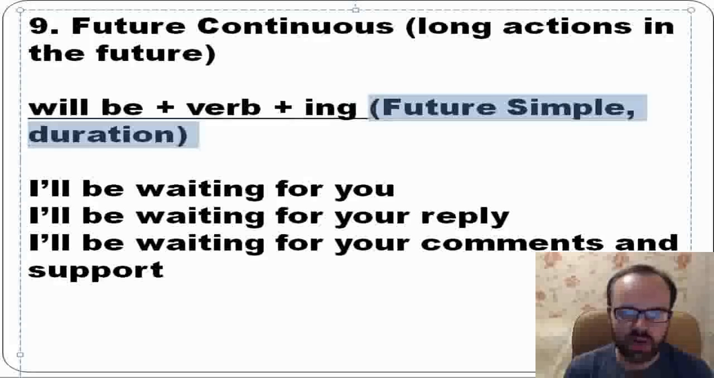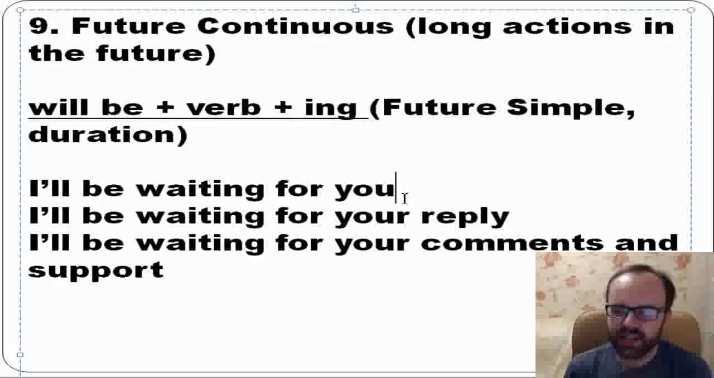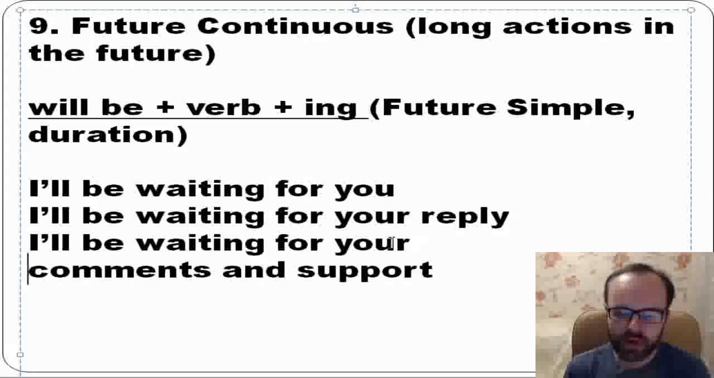Okay? So I'll be waiting for you. I can say "I'll wait for you", but maybe it isn't so important. But if I say "I'll be waiting for you", it means that I'm really waiting for it, so it's important for me. Yes, it's a long action, not just a short one. Okay, next. I'll be waiting for your reply. We often use this tense in this context. I'll be waiting for your comments and support.